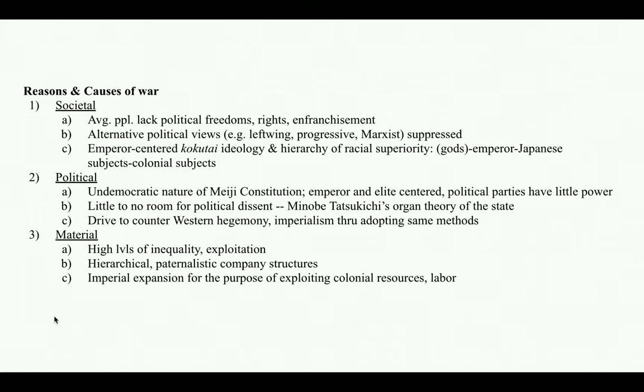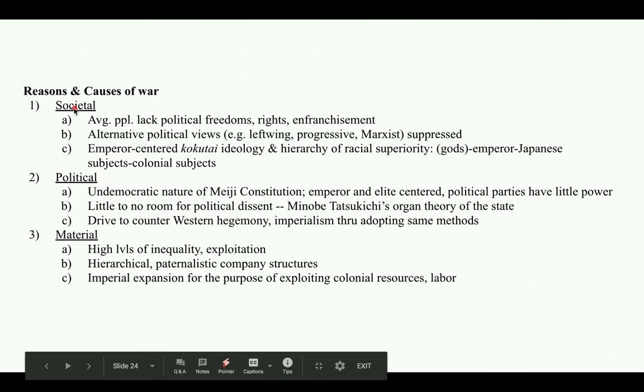So it's certainly not comprehensive, and my understanding on this is certainly not complete. But nevertheless, if I had to make an attempt at this point, I think you could divide it into three basic categories: societal, political, and material.